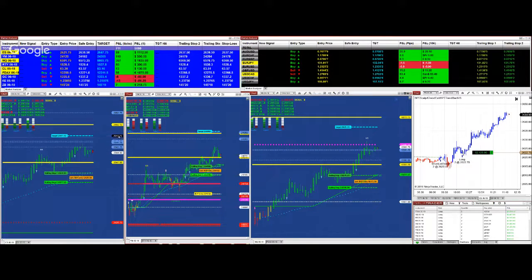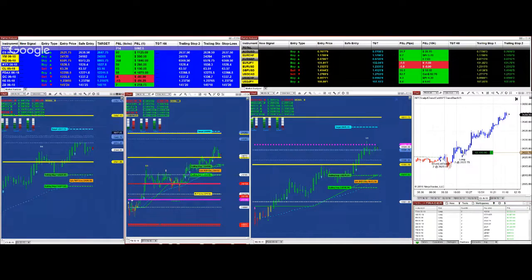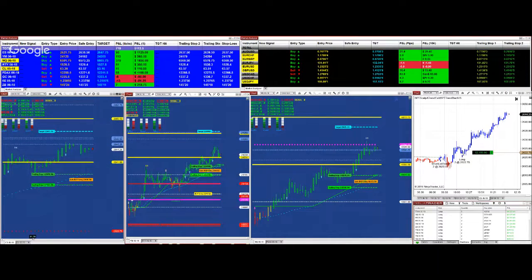The ES is struggling. It hit the target the first time. But right now, if you notice here, we have a double resistance at 26.46, 26.46.50. Once you have a double resistance, that means this market is going to require a lot of buyers to penetrate those walls. And we will look at it as we watch it.